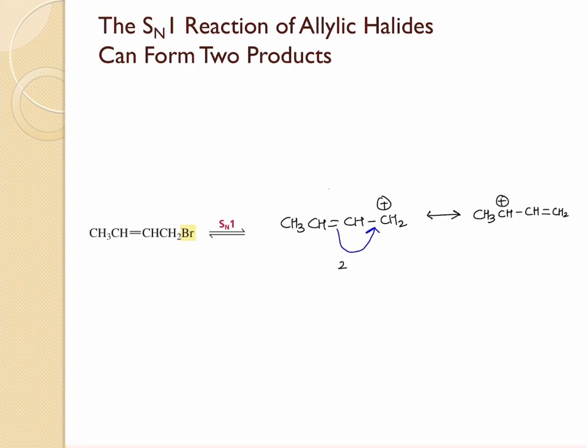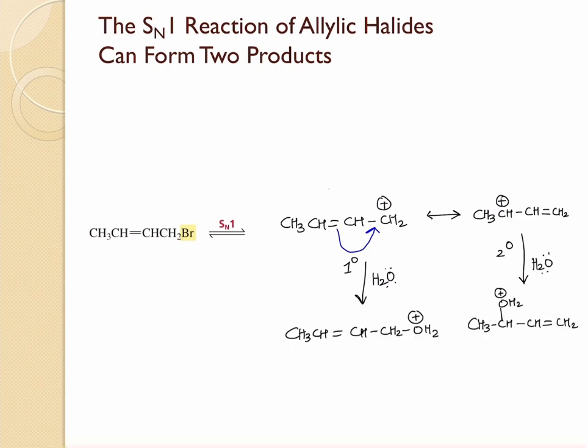Here in this case, this is a primary carbocation that's formed, but here it is a secondary carbocation that's formed. Now, the nucleophile can go and attack each one of these carbocations to give our product. And in the final step, deprotonation occurs, thereby leading to the formation of the alcohols. Products that are obtained here are different.